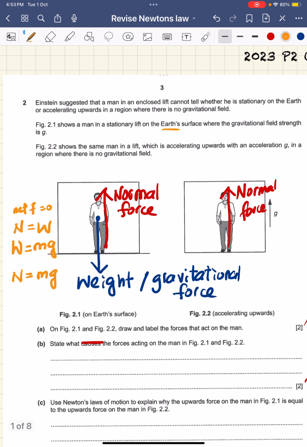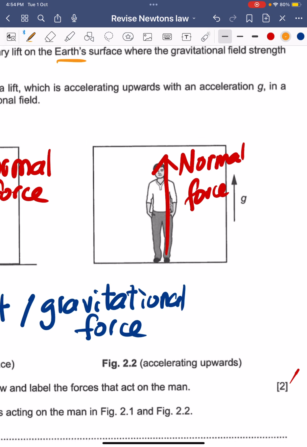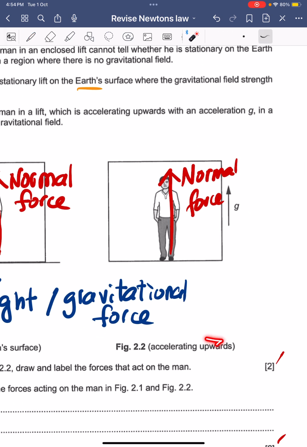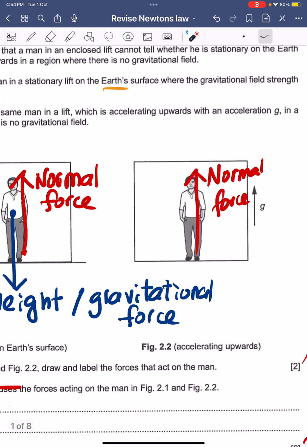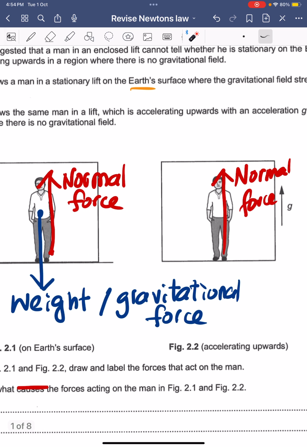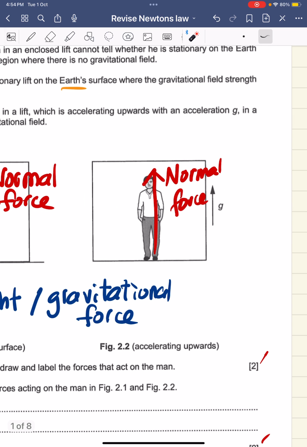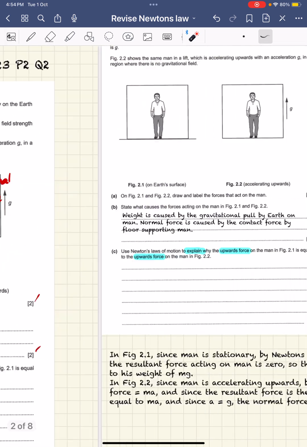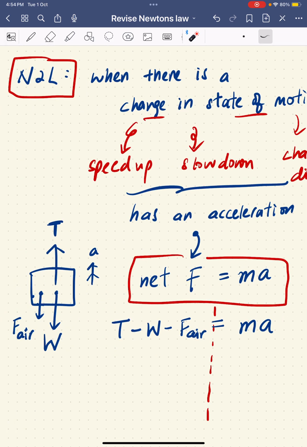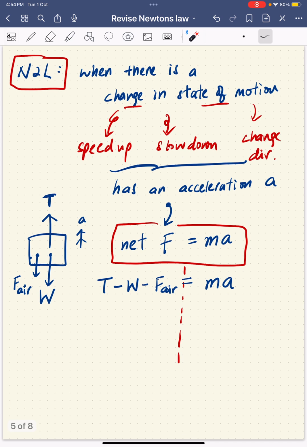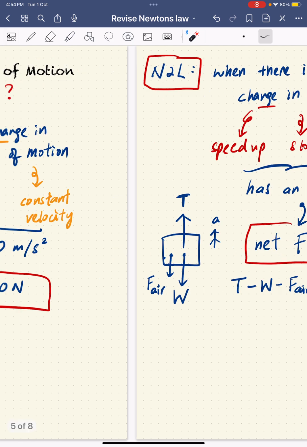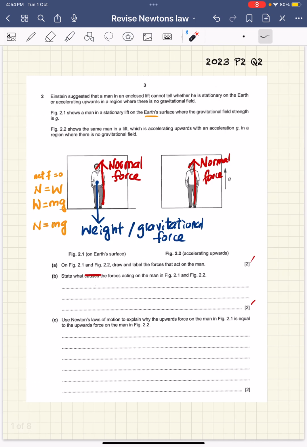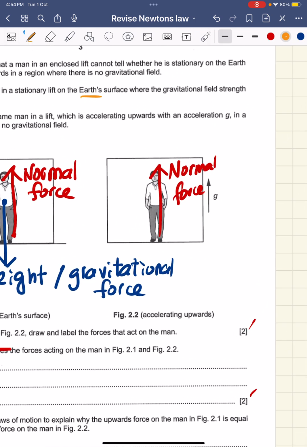Now we put that aside and think about the situation in figure 2.2. In figure 2.2, the man is accelerating upwards with acceleration of value g, and this g is also the gravitational field strength of the Earth. Now, accelerating, which law to use? Remember your Newton's laws. Whenever an object has acceleration, it is time for us to invoke Newton's second law, where net force is given by the product ma.